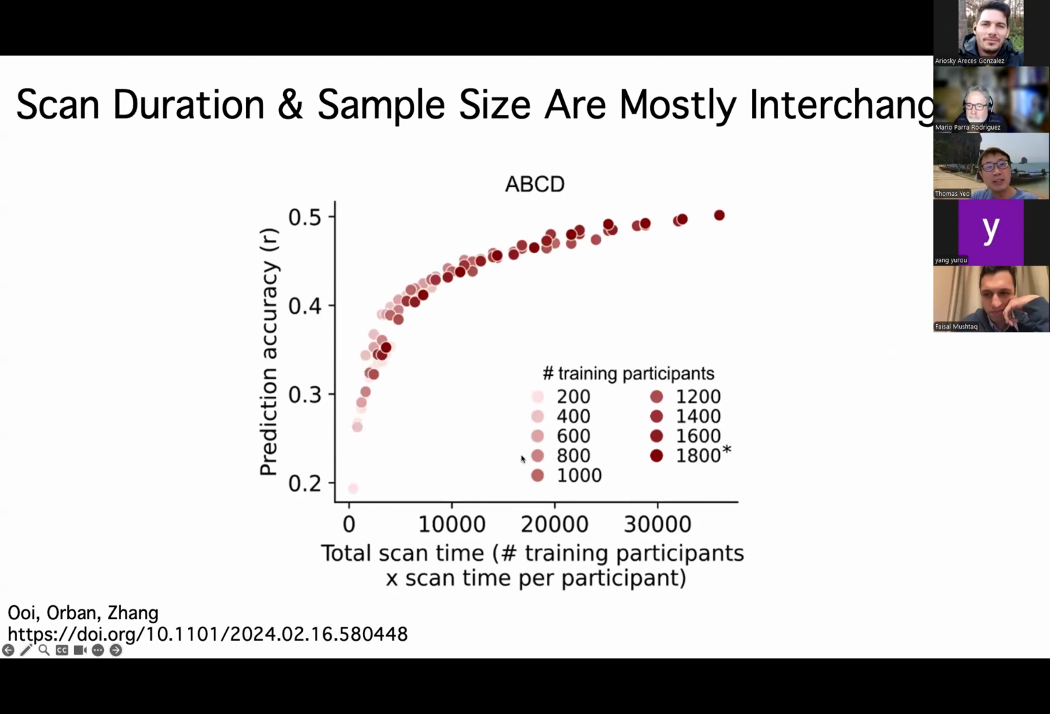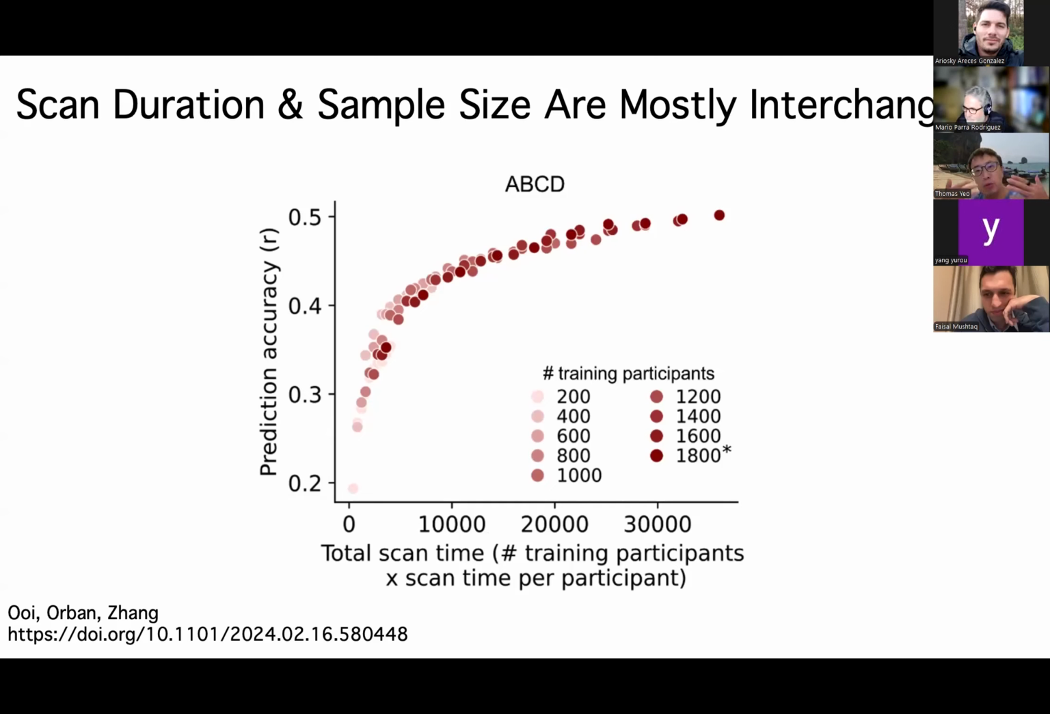And amazingly, the total scan duration explains prediction accuracy really well. So here, each color represents different training set size. That color corresponds to larger training set size. The dots of the same color represent different scan duration. And looking at this data, you can see that scan duration explains prediction accuracy really well.